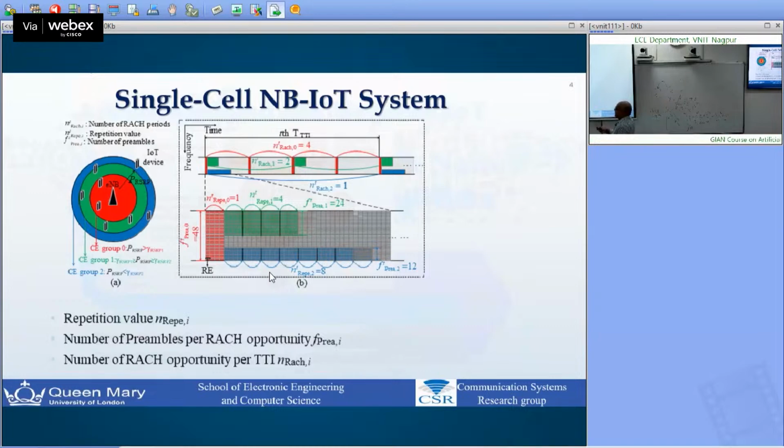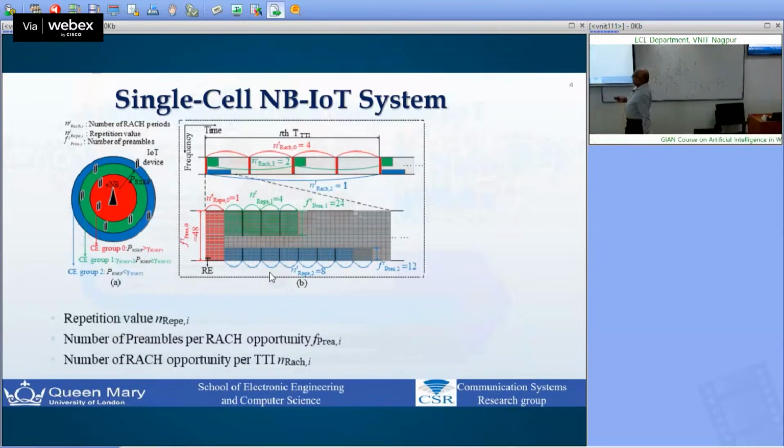How do they identify whether a particular IoT device is in red or green or blue? The device sends a signal to the base station. Once the base station receives the signal, based on the signal power level, it will identify whether it is in red or green or blue, depending on the received signal strength.